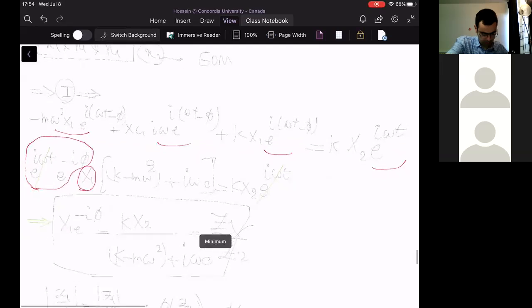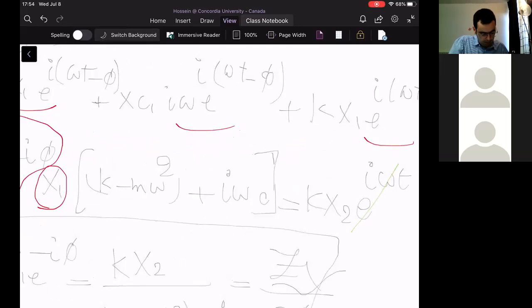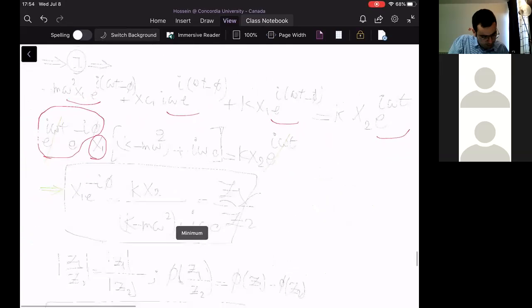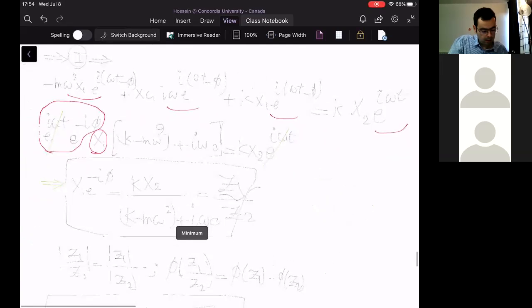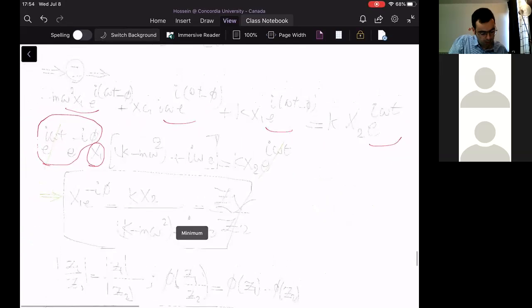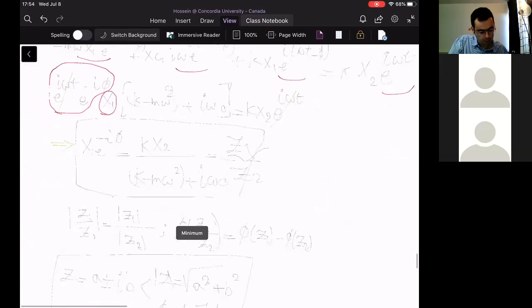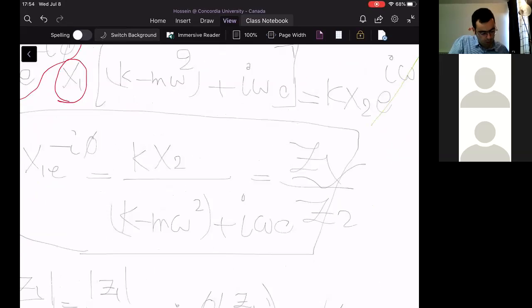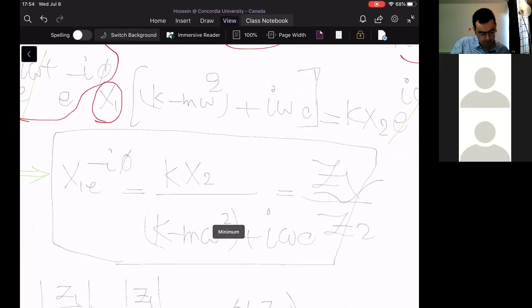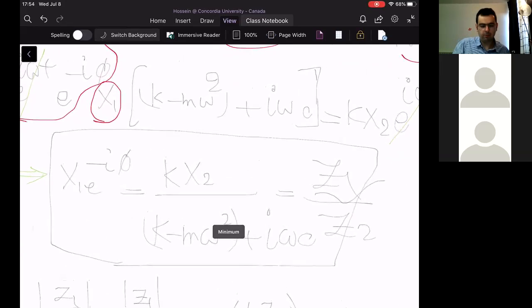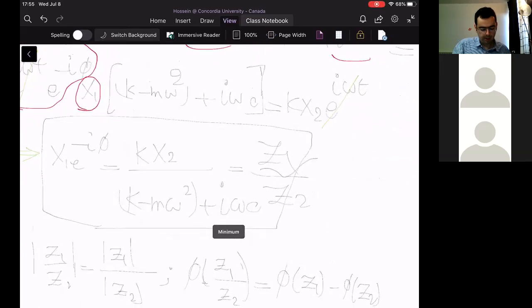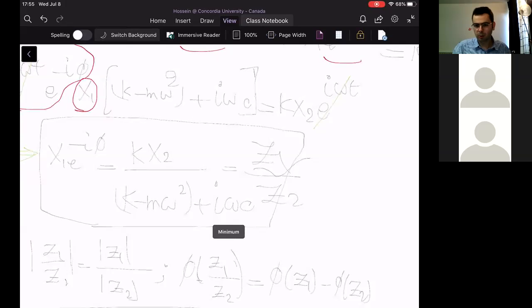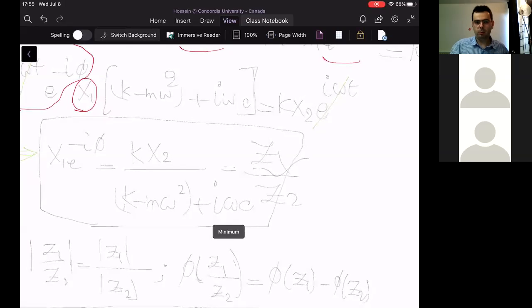By factoring out e to the i omega t and e to the minus i phi, and by removing e to the i omega t from both sides, we come up with this equation. From the left-hand side, we obtain X1 e to the minus i phi, and from the right-hand side, we obtain k x2 divided by (k minus m omega squared plus i omega c). I call the numerator Z1, and I call the denominator Z2.